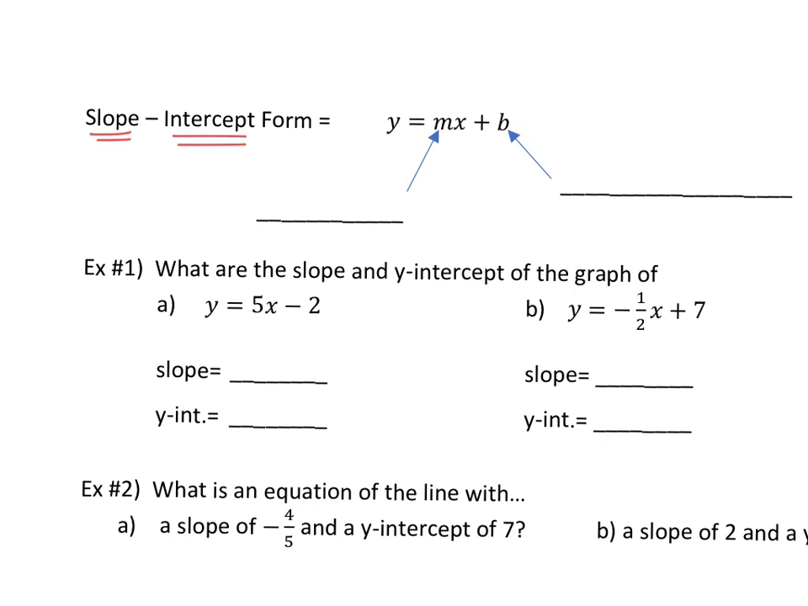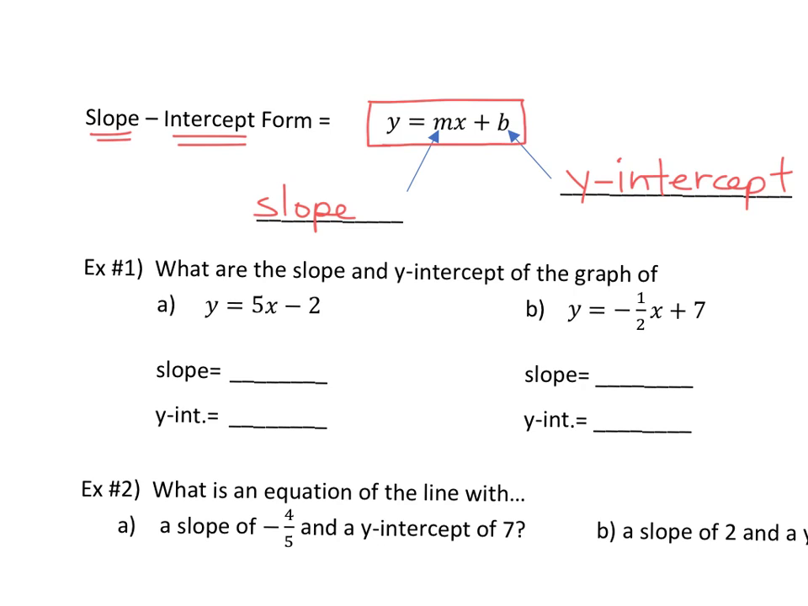Okay, this is the form, y equals mx plus b. Do you think the m is the slope or the y-intercept? It is the slope, okay? M is slope. The b is your y-intercept. So the other nice thing is it's in order for you. It's slope-intercept form. Slope comes first, then the y-intercept. Okay?